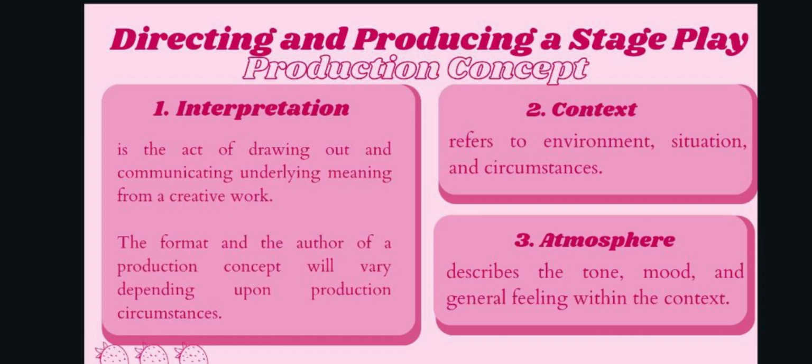Second is the context. It refers to the place, environment, or situation. It's the background information, historical setting, or social circumstances in which the story takes place. The third on the list is the atmosphere. This describes the emotional tone or mood of the play, such as dark, hopeful, tense, or humorous. It helps set the overall feeling for the audience.